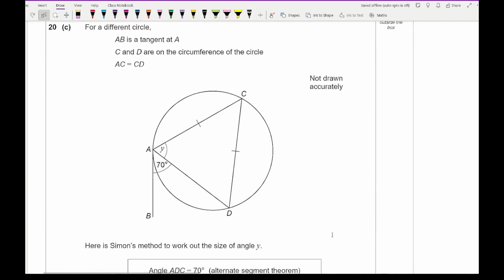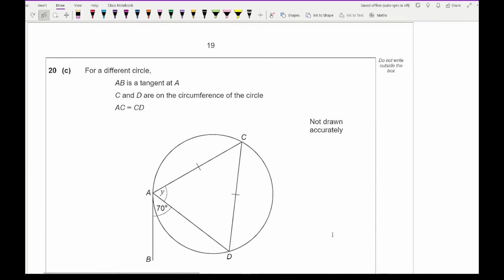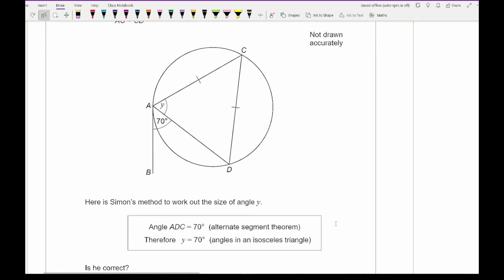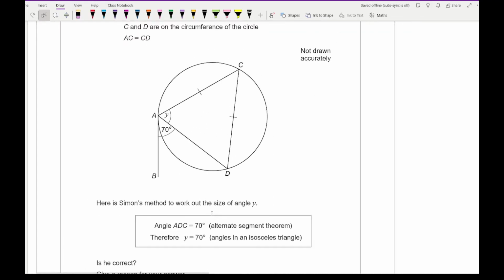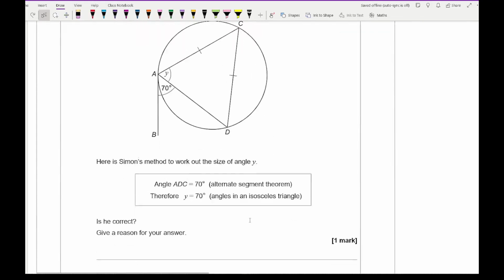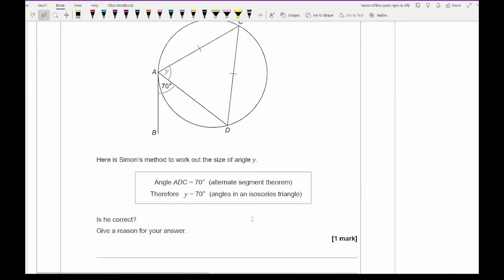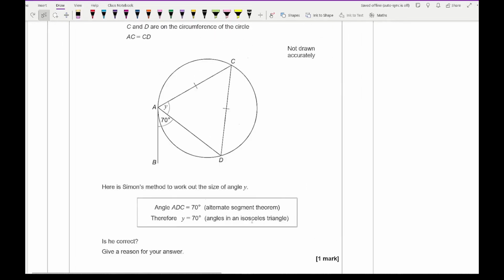It then says for a different circle, AB is a tangent at A, C and D are on the circumference of the circle, and AC equals CD. And the question is asking us that here is Simon's method to work out the size of angle Y, and we've got this here. Is he correct? So let's have a look if he is correct. So let me just get this all on one screen if I can.